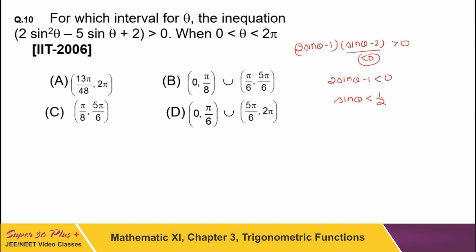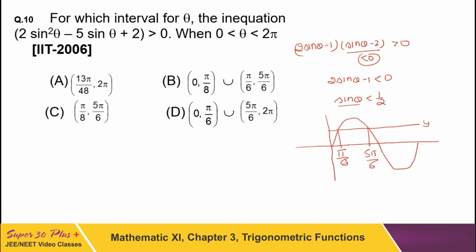Now we have to find the interval in which sinθ is less than half. For that we have to draw the graph of sinθ and the graph of the line y equal to half. The graph of sinθ is like this in the interval of 0 to 2π, and the y equal to half line is here. This is the point corresponding to π/6 and this is the point corresponding to 5π/6. Now what is the system? This is saying that sinθ is less than half, means your graph of sinθ should be below the graph of the line y equal to half.